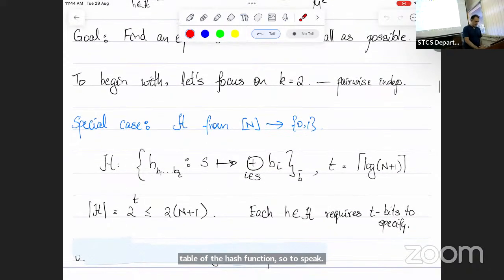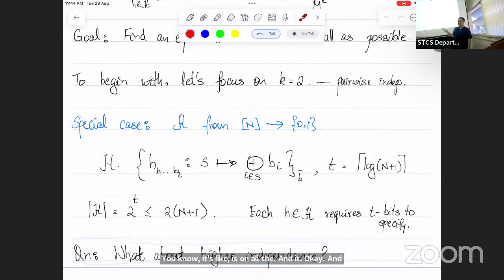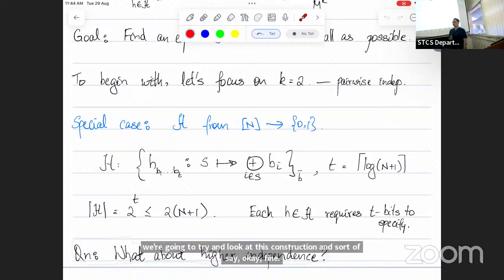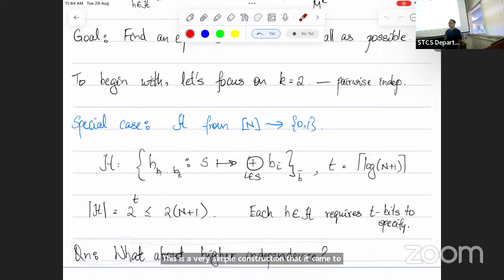Okay, and so we are going to look at this construction and say, okay, fine, this gave a very simple construction when it came to k equal to 2, where it gave us pairwise independence. Suppose I wanted to build higher independence. What should I do? What was the property about this that we really ended up using? And how do we generalize that to higher independence?